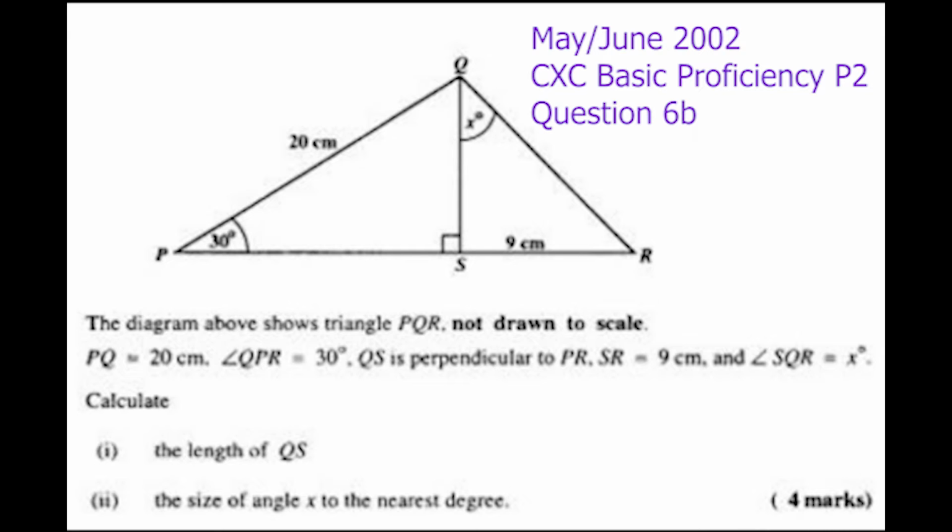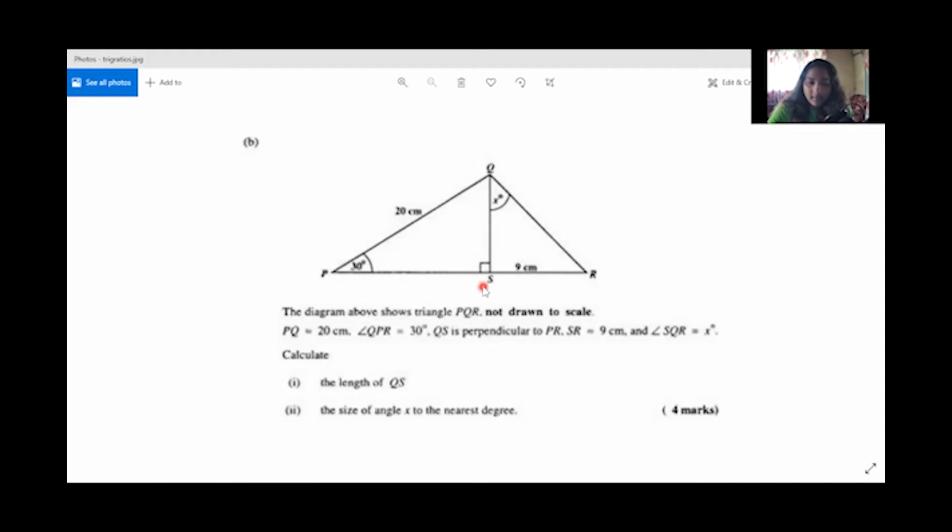Now, the information that we're provided with tells us about the length of PQ, the length of SR, the magnitude of the angle QPS, and it also tells us that the line QS is perpendicular to the line PR. So this information here is just explaining what we see visually in our diagram.